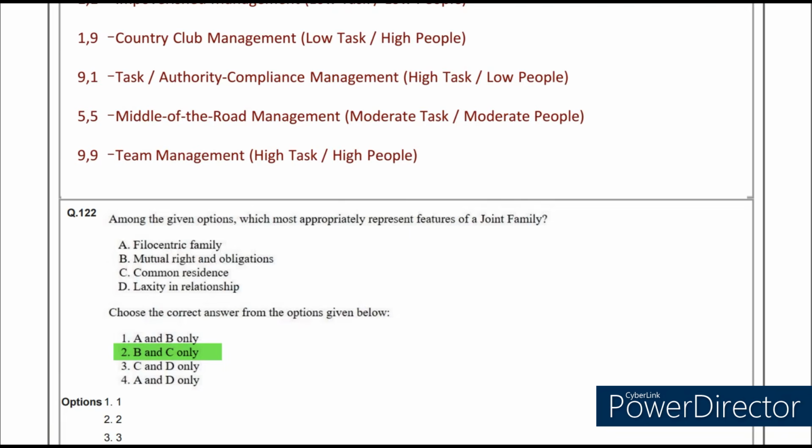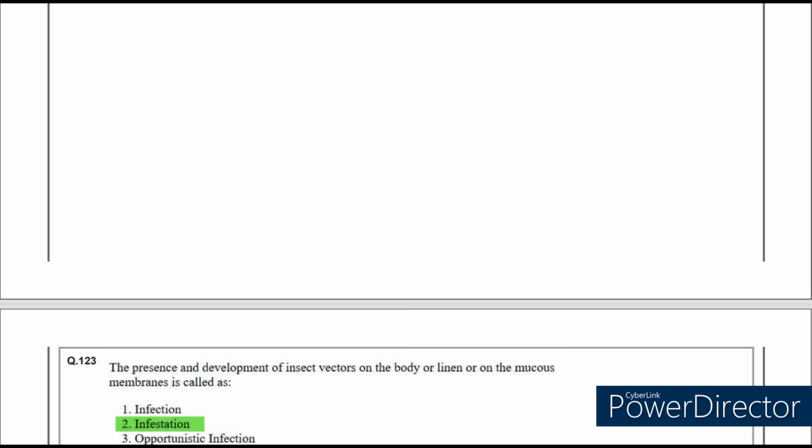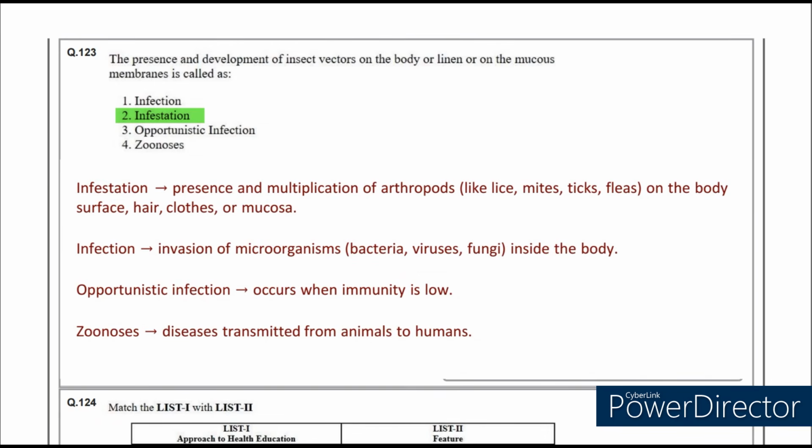And now coming to question number 122, which is on features of a joint family. Again a very simple question: mutual rights and obligations and common residence. And now coming to question number 123, which is again a very easy question, presence of insect vectors on the body or mucous membrane. It is infestation.